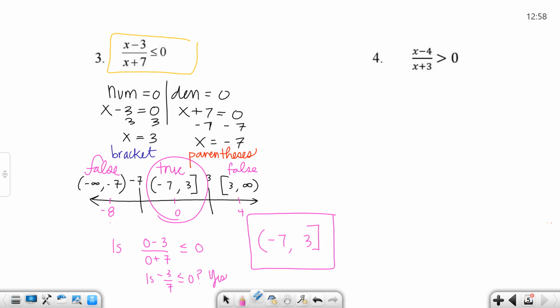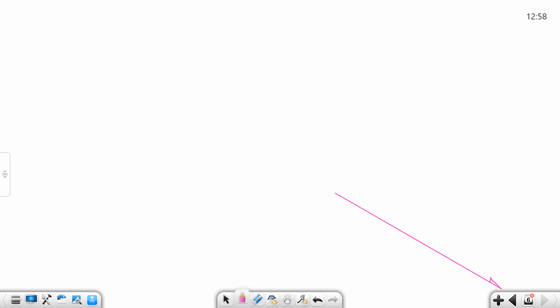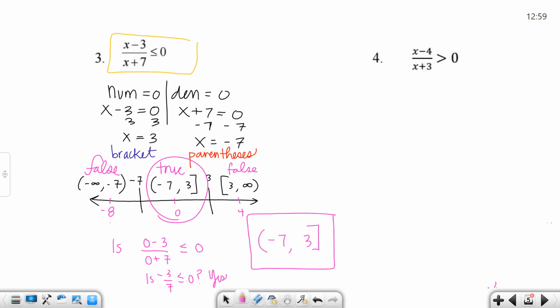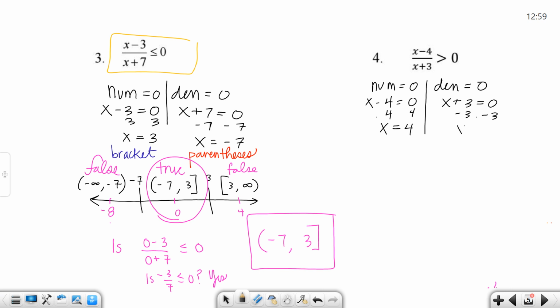All right, let's grab this last one. There we go. So what we're going to do is find the zeros of the numerator and denominator. So x would equal 4, and x would equal a negative 3. Now I want you to take a minute, and you can pause the video, and you decide if the 4 and the negative 3 use brackets or parentheses.